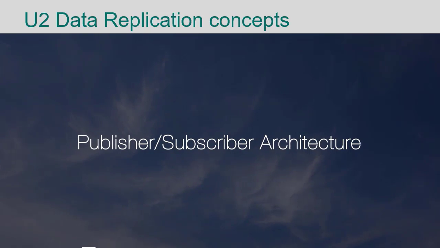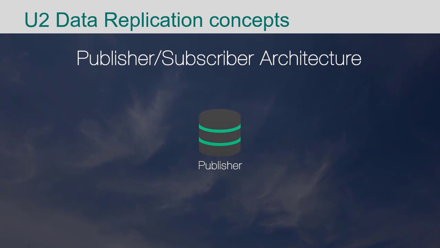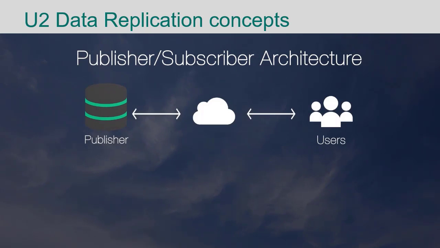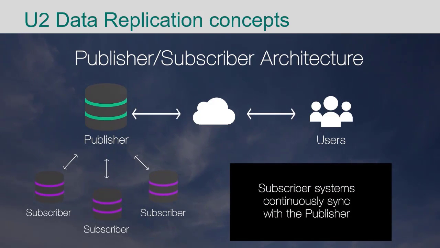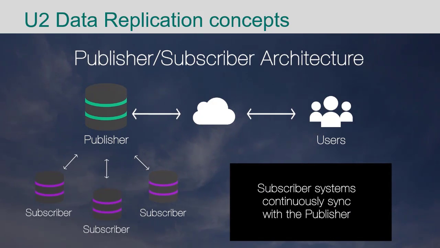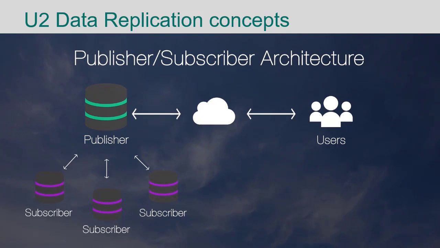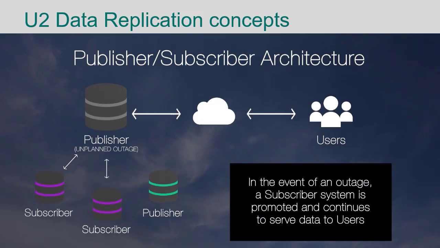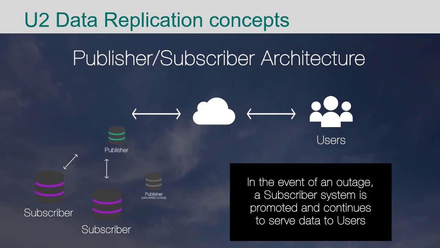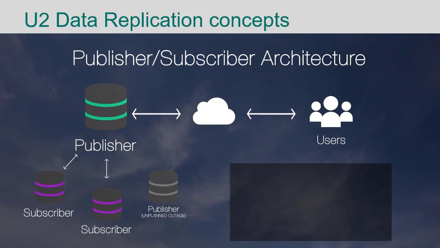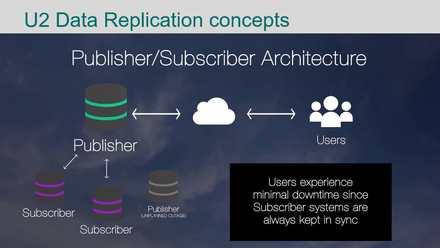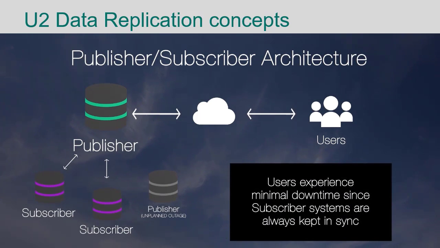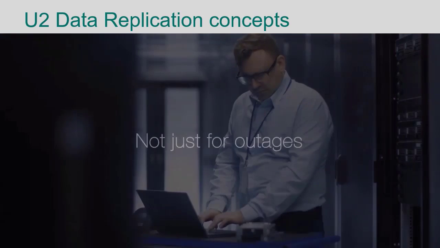So the U2 data replication works in a publisher-subscriber architecture. It starts out with a publishing server, and that's where the users directly connect, or they connect through a cloud. And you have one or more subscribing servers. They're constantly in sync with the publisher. Data is constantly being pushed over on a record-by-record basis from the publisher to the subscriber. In the event of an outage, you can swap servers. You can change a publisher to a subscriber and a subscriber to a publisher. That way you have minimal downtime because the subscriber systems are always in sync, and it's done by failing over.